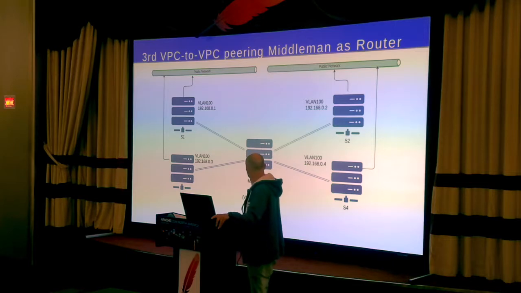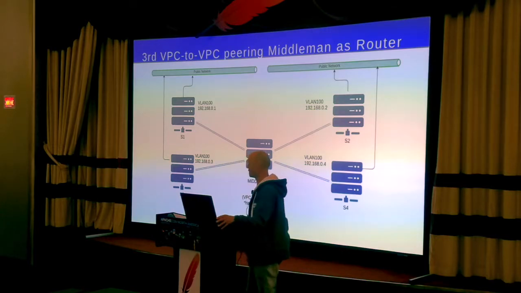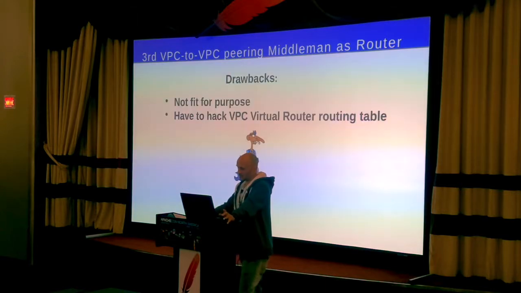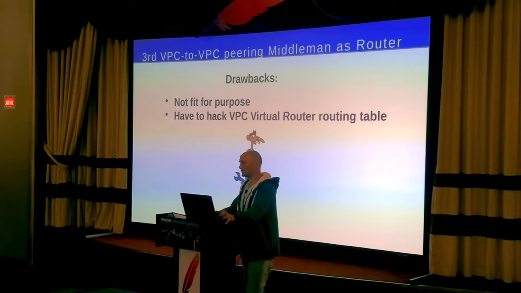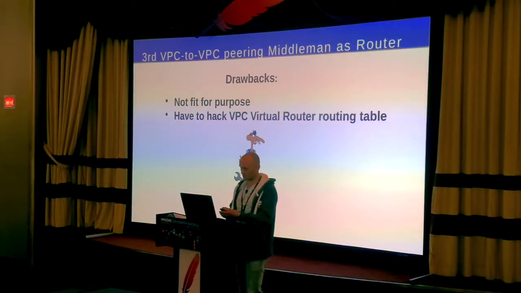And also, creating this VPC over here, we didn't create any tiers for it, so that saves on some NICs. And so we could purely just use it as a router. But the problem was that you have to manually set up these routing tables on the virtual router. So the drawback is that it's pretty obvious the solution was not fit for purpose, because it's a clumsy requirement to make it work, and it's not user-friendly because you have to basically hack the virtual router routing table.